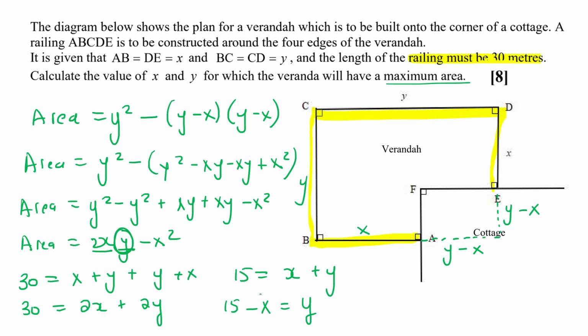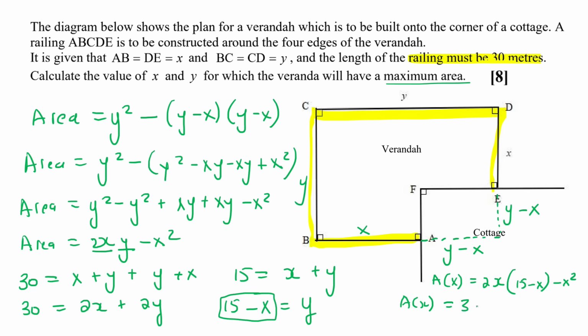So I'm now going to take this and plug it in over here. We're going to say that the area, I'm just going to call it A, with respect to x, because now we're only going to have x's, is going to be 2x(15 minus x) minus x squared. Now we're going to simplify, because we know that to find minimums and maximums, we eventually have to take the first derivative. And to take the first derivative, we're going to have to get to a place where the expression is simplified.